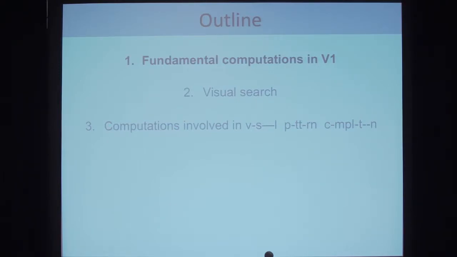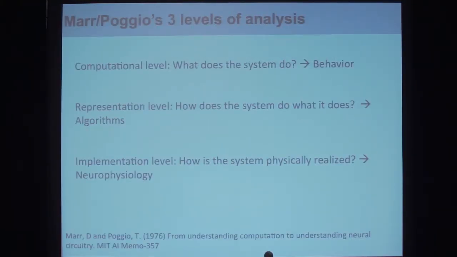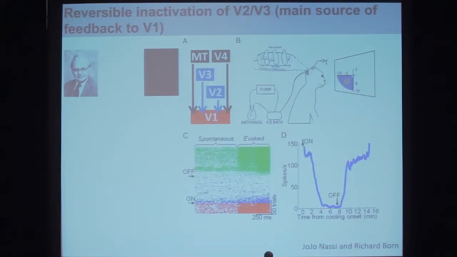In order to do that, I'm going to give 3 examples. I'll very briefly talk about the fundamental aspects of feedback computation onto primary visual cortex, then move on to visual search, and finally discuss in a little bit more length how recurrent and feedback computations can help in the context of pattern completion. Throughout, I'd like to bring the 3 levels of analysis that David Marr and Tommy Poggio postulated, that is, trying to understand all of these problems at the behavioral level, at the physiological level, as well as at the computational level.